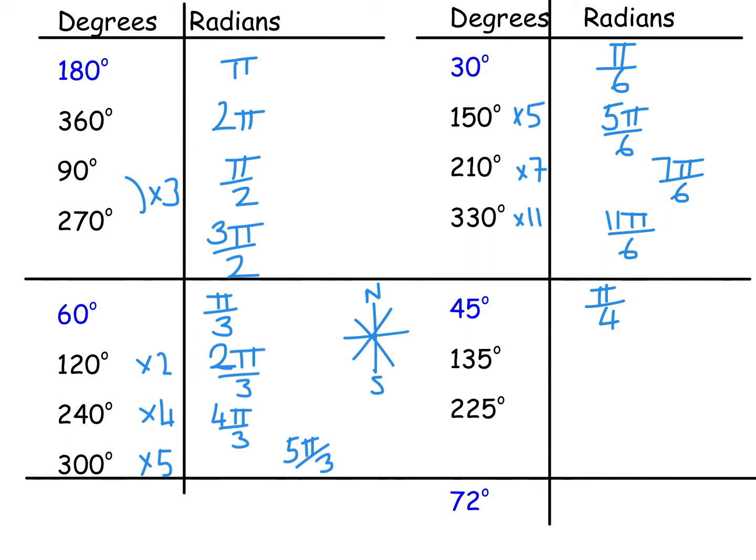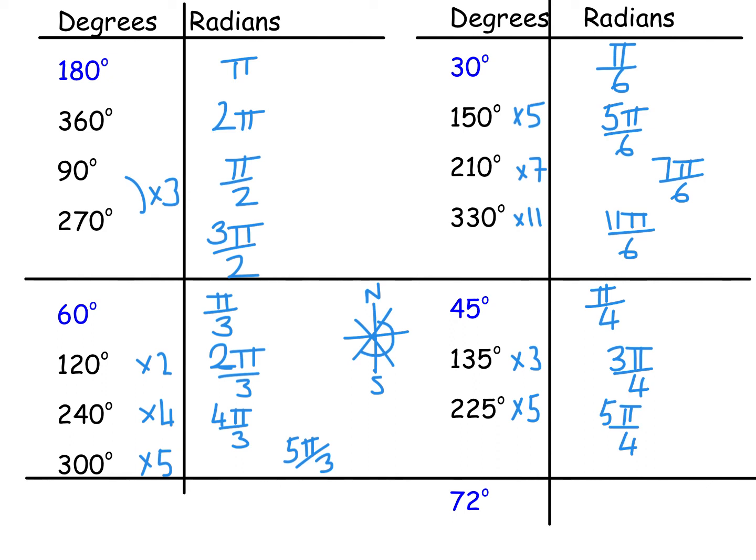So 135 would be 3 lots of 45, so that would be 3 times pi over 4, so 3 pi over 4. And then 225 would be 45 onto your 180, so that would be 5 lots, so that would be 5 pi over 4.